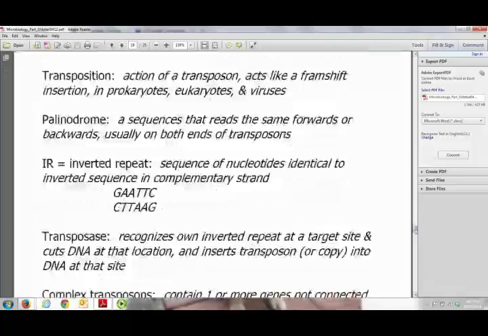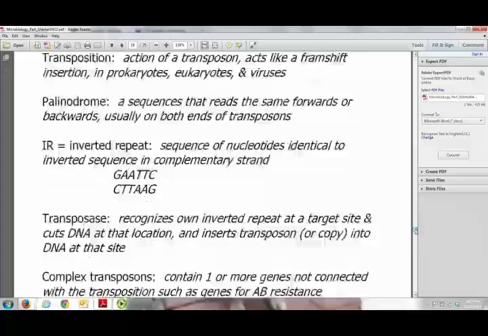Palindromes are sequences that read the same forwards or backwards, and these are usually going to be on both ends of transposons. So you can think of a palindrome being like the word mom, where it's spelled the same, M-O-M, forward. If you spell it backwards, it's spelled the same. A palindrome is going to be the same thing with the sequences. So the inverted repeat is going to be a sequence of nucleotides that are identical to the inverted sequence in the complementary strand. So if you read it in the 5' to 3' direction, it's GAA-TTC. The complementary strand is GAA-TTC. However, you can see everything is binding with its complementary base pair as well.